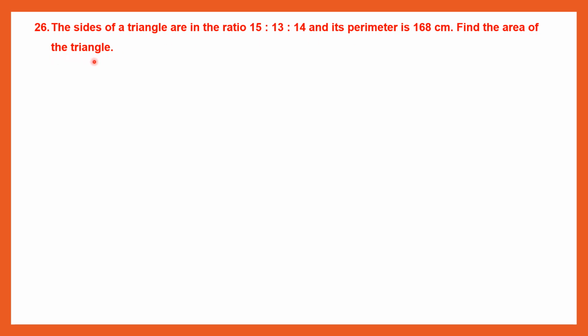Find the area of the triangle. Now first thing, identify which triangle this is. Since the sides are all different, it's a scalene triangle. Now that means we have to find the area of a scalene triangle here. And what is the formula?